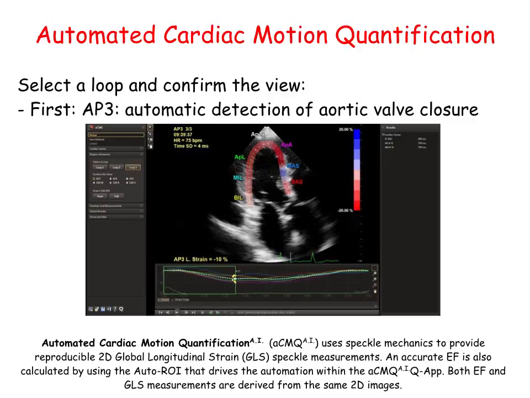After acquisition of 2D images from the 3 routine apical views, 2-chamber, 4-chamber, and long axis, a CMQ tool must be selected, and we need to confirm the view of each loop to start quantification. The first loop must be the 3-chamber to allow an automatic detection of aortic valve closure and to ensure that we are going to measure the peak systolic strain.